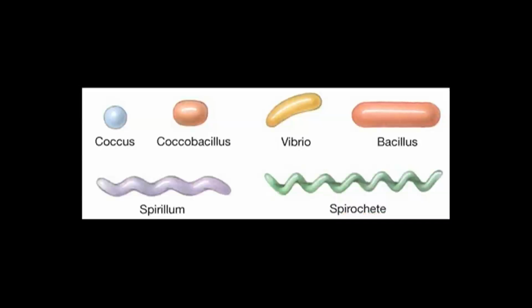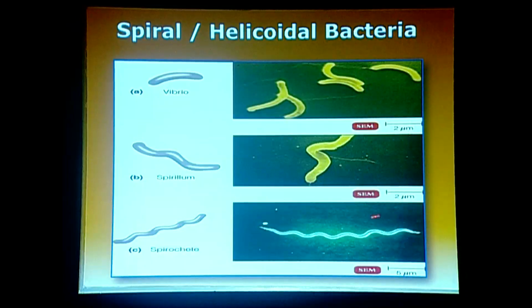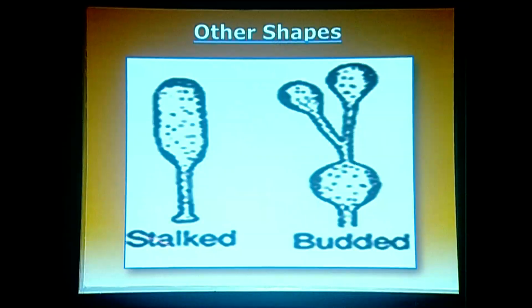But in case of spirochetes, the total flexibility is found. In this picture, we can find the different spiral or helicoidal bacteria. Apart from all these general shapes, there are other two shapes also, stalked as well as budded shaped.